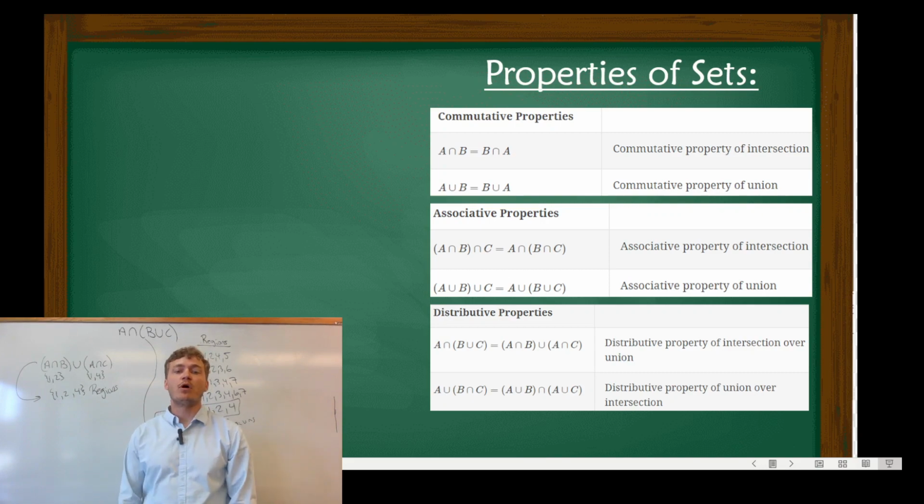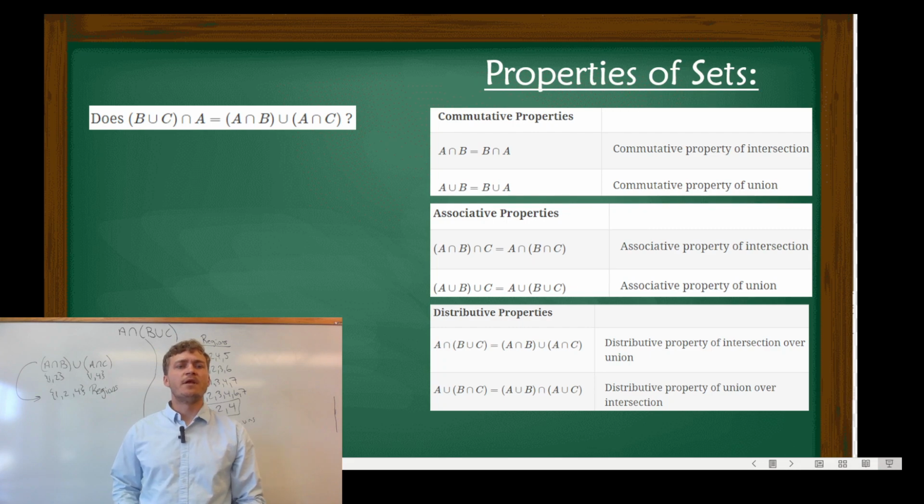But what we just walked through with the previous example represents our distributive property for sets. Note here that this is showing us a way to distribute an intersection over a union or distribute a union over an intersection. A intersect the union of B and C is equivalent to the union of A intersect B and A intersect C. Likewise, the union of A and the intersection of B and C is equivalent to the intersection of A union B and A union C.